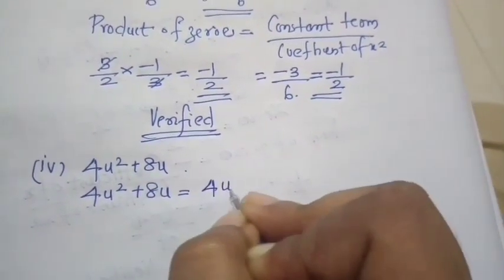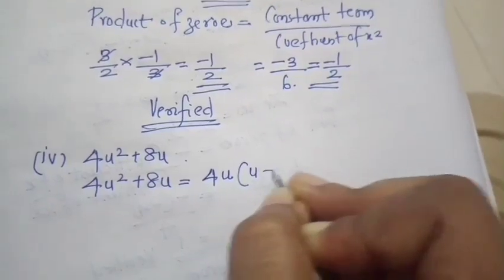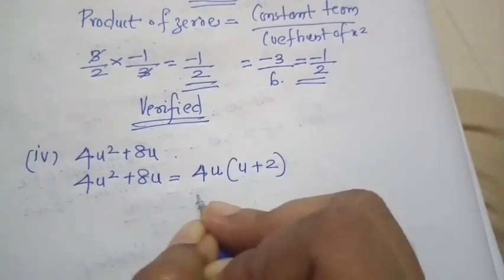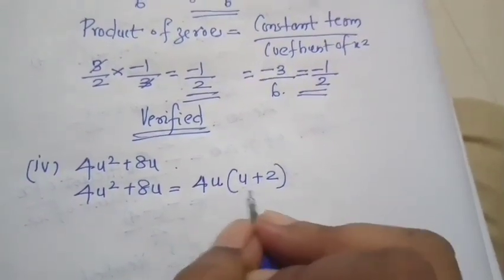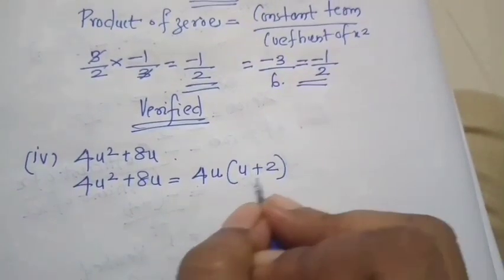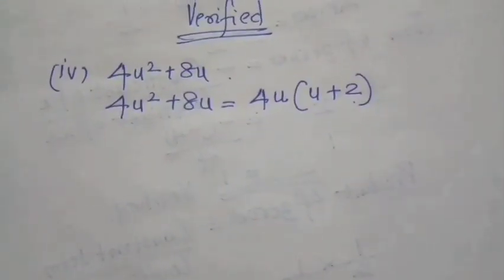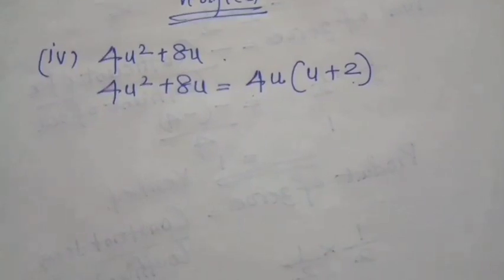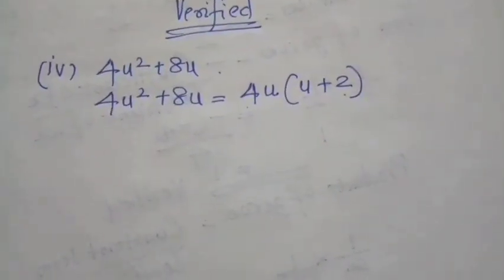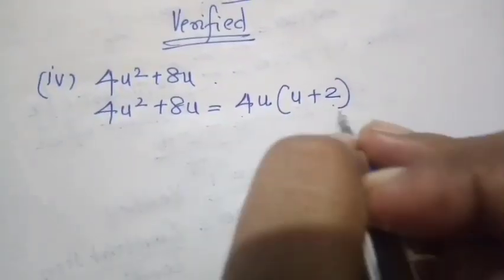So we can directly take the common factor from this. What is the common factor? 4u. 4u into u plus 2. So we have factorized this, that is 4u into u plus 2. Remember, there is no constant term here. The constant term in this question is 0. So what we have done is we have taken the common factor outside. So this is the factorized form.